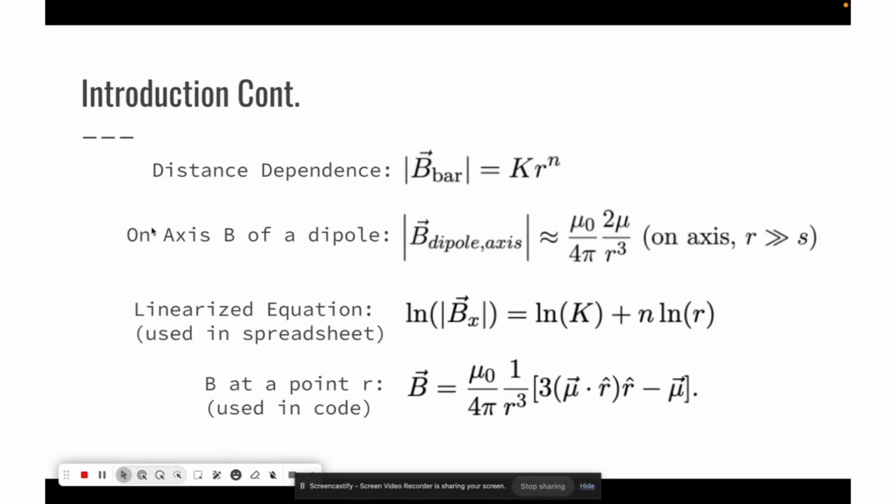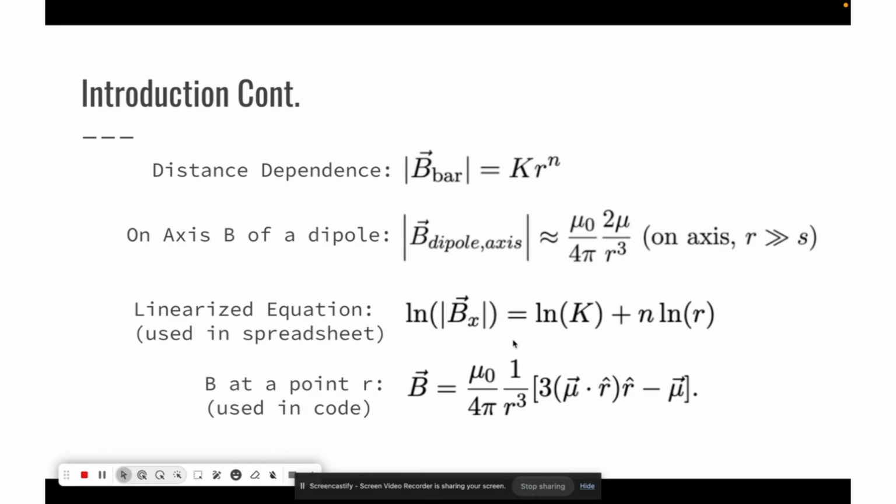Introduction continued. Here are some important formulas. The on-axis magnetic field of a dipole is estimated to be mu naught over 4 pi times 2 mu over r cubed, where mu is the magnetic moment. The distance dependence formula, which is important for this lab, is the magnitude of the magnetic field equals a constant k times r to the nth power, where r is the distance, or displacement vector. The linearized equation of this, which is used in the spreadsheet, is ln of the magnitude of Bx equals ln of k plus n times ln of r.